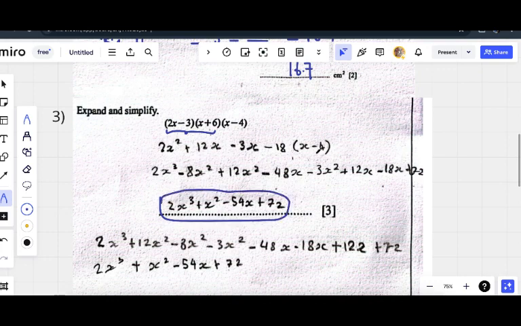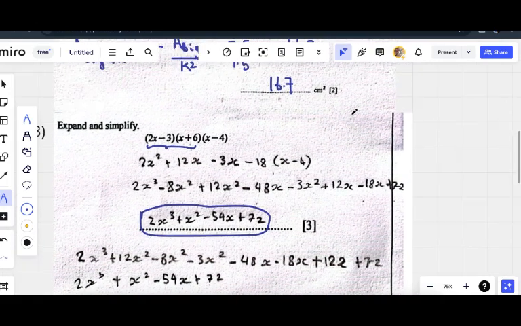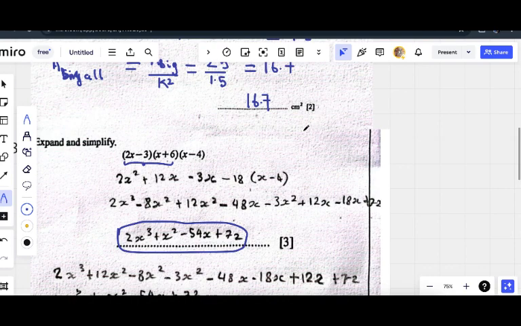So to expand, we can simply say 2x. This time I'll be fast because I presume you already have a grip of expansion. 2x minus 3 in one bracket.